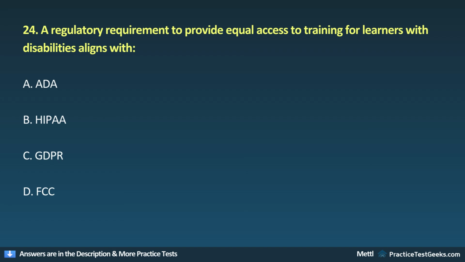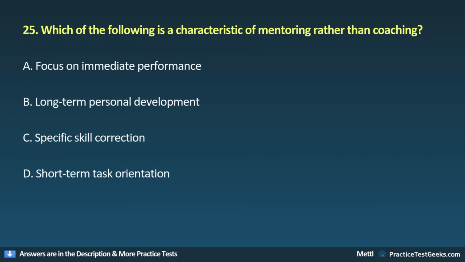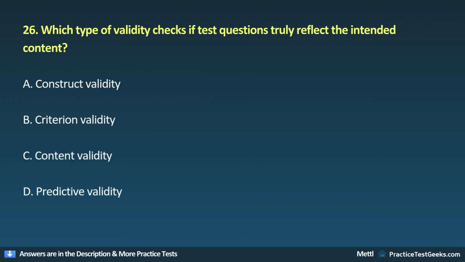D. FCC. 25. Which of the following is a characteristic of mentoring rather than coaching? A. Focus on immediate performance. B. Long-term personal development. C. Specific skill correction. D. Short-term task orientation.